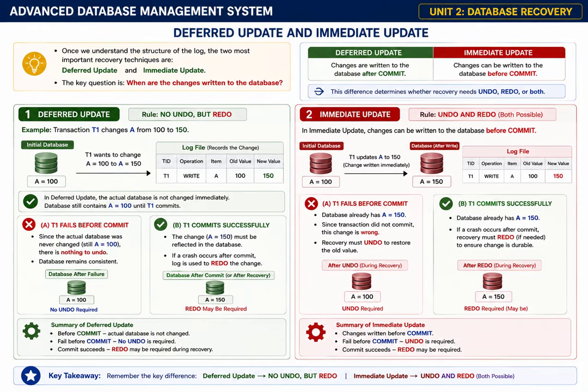Keep this rule in mind. In a little while, when we look at numerical and case-based problems, we will use this exact logic to decide what recovery action is required.